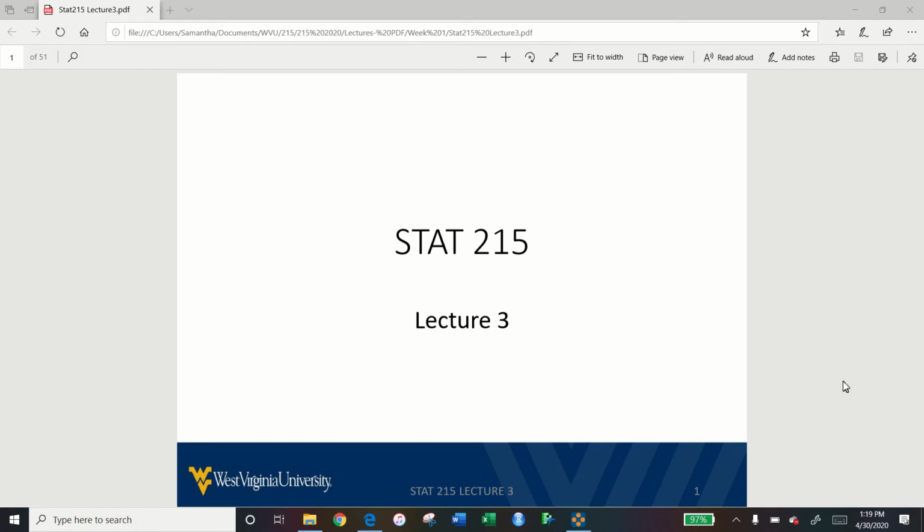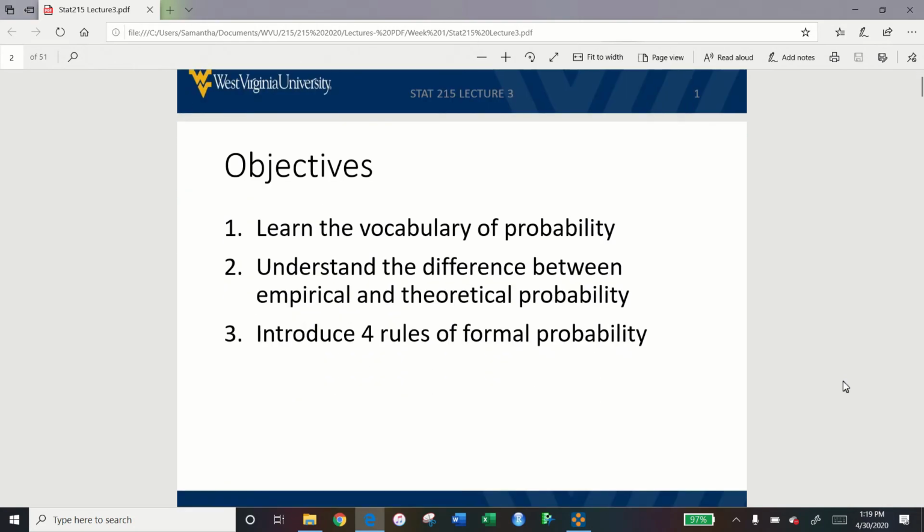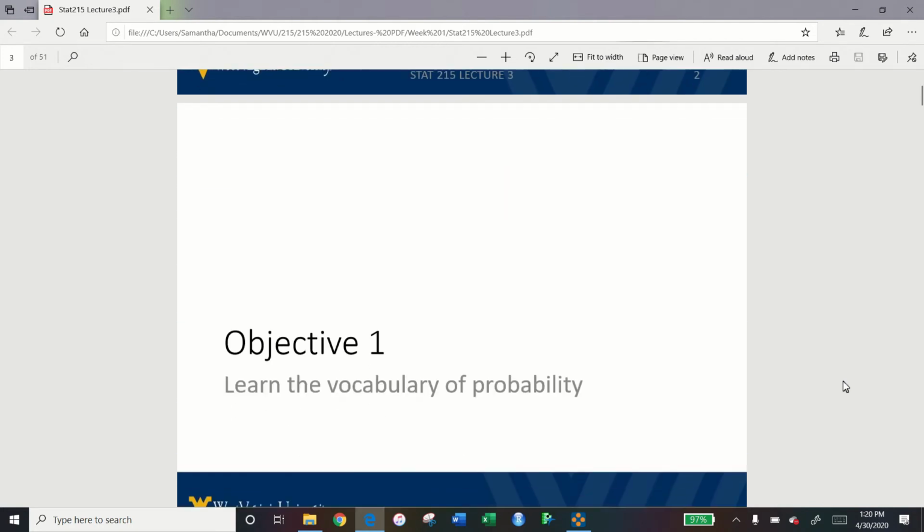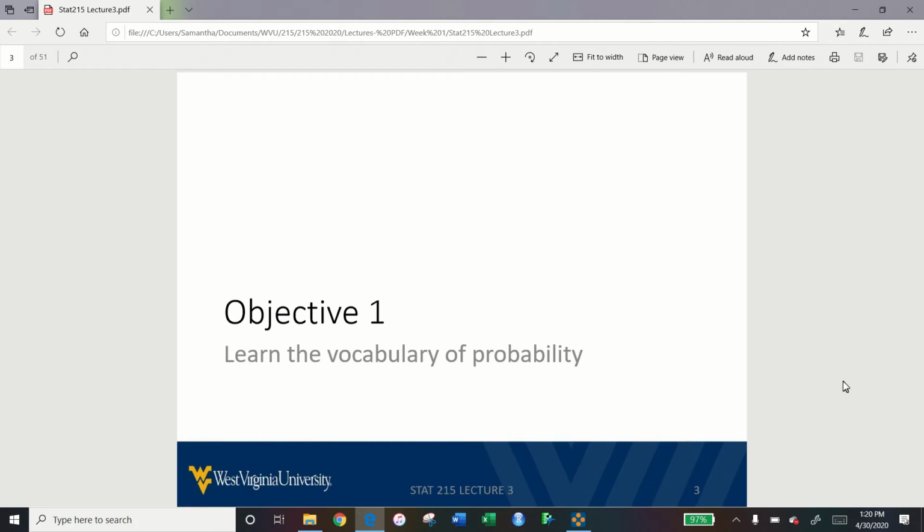This video is going to focus on the basics of probability. This lecture is going to have three objectives. First, we are going to learn the vocabulary of probability. Second, we will understand the difference between empirical and theoretical probability. And third, we are going to introduce 4 rules of formal probability. Let's start by looking at Objective 1, to learn the vocabulary of probability.